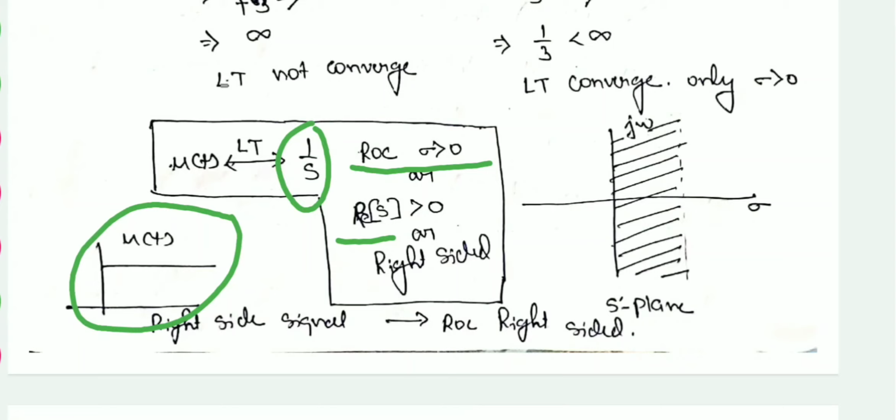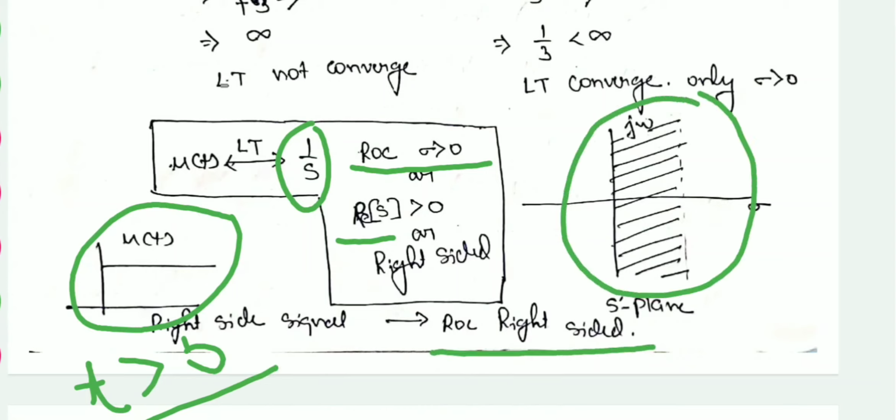meaning it is defined for t greater than 0. Then, as it is of infinite duration, as we learned in property 4 of the ROC, if the signal is right sided and defined for infinite duration, then its ROC must be right sided.